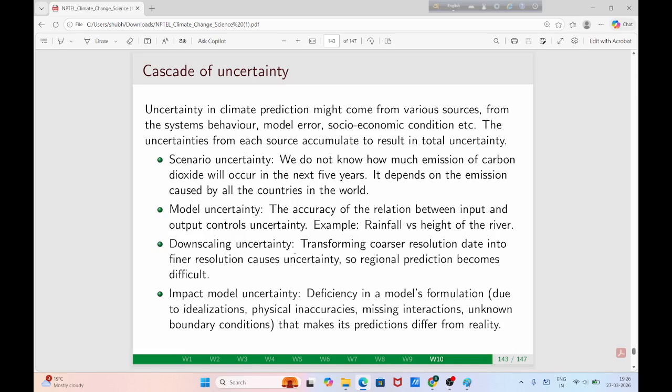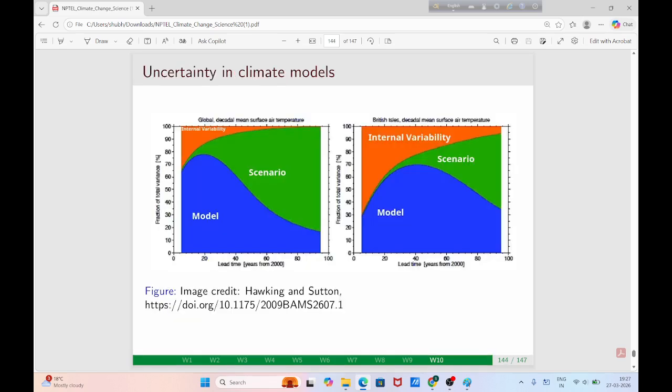Nowadays, they are using artificial intelligence and machine learning to improve the downscaling process. For that reason, the regional prediction becomes difficult. And this is impact model uncertainty: physical inaccuracy and missing interactions, which is the fault of the model, makes the prediction different from reality. So these are the cascade of uncertainty, or different layers of uncertainty, that eventually accumulate to give us poorer predictions.